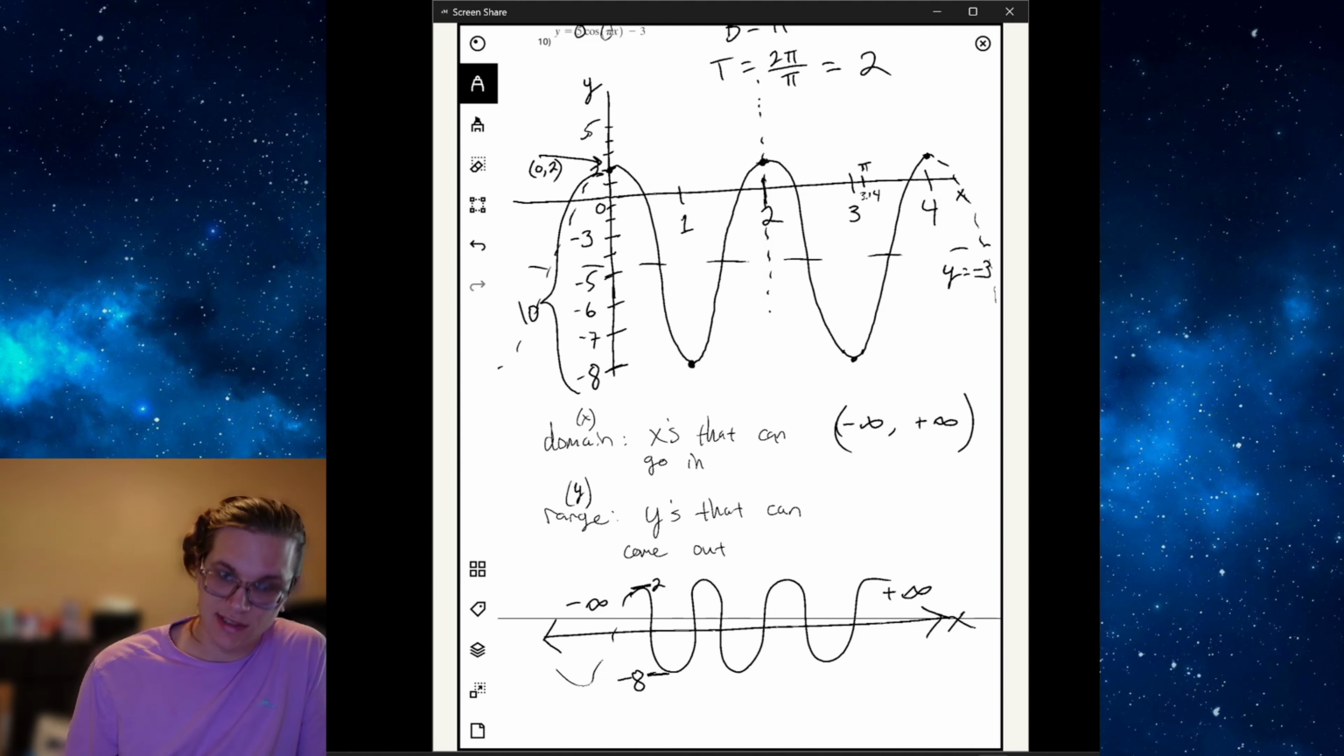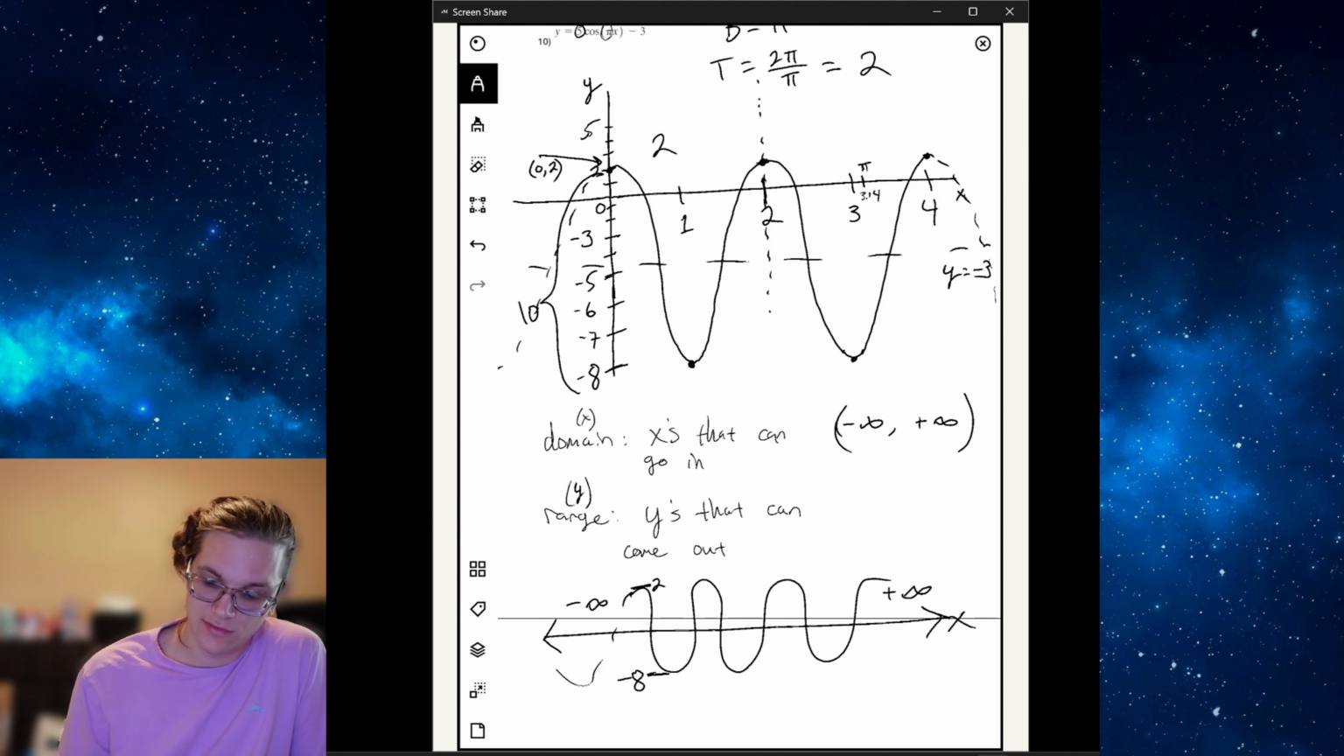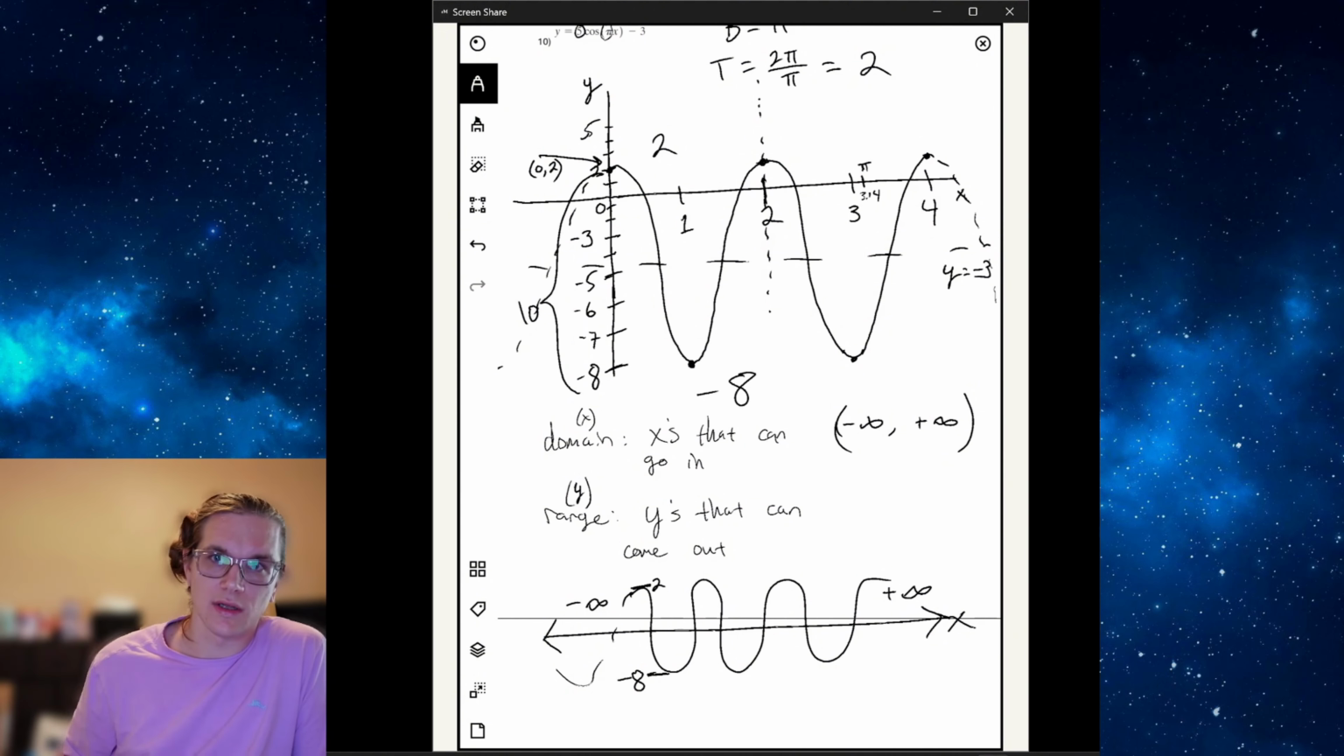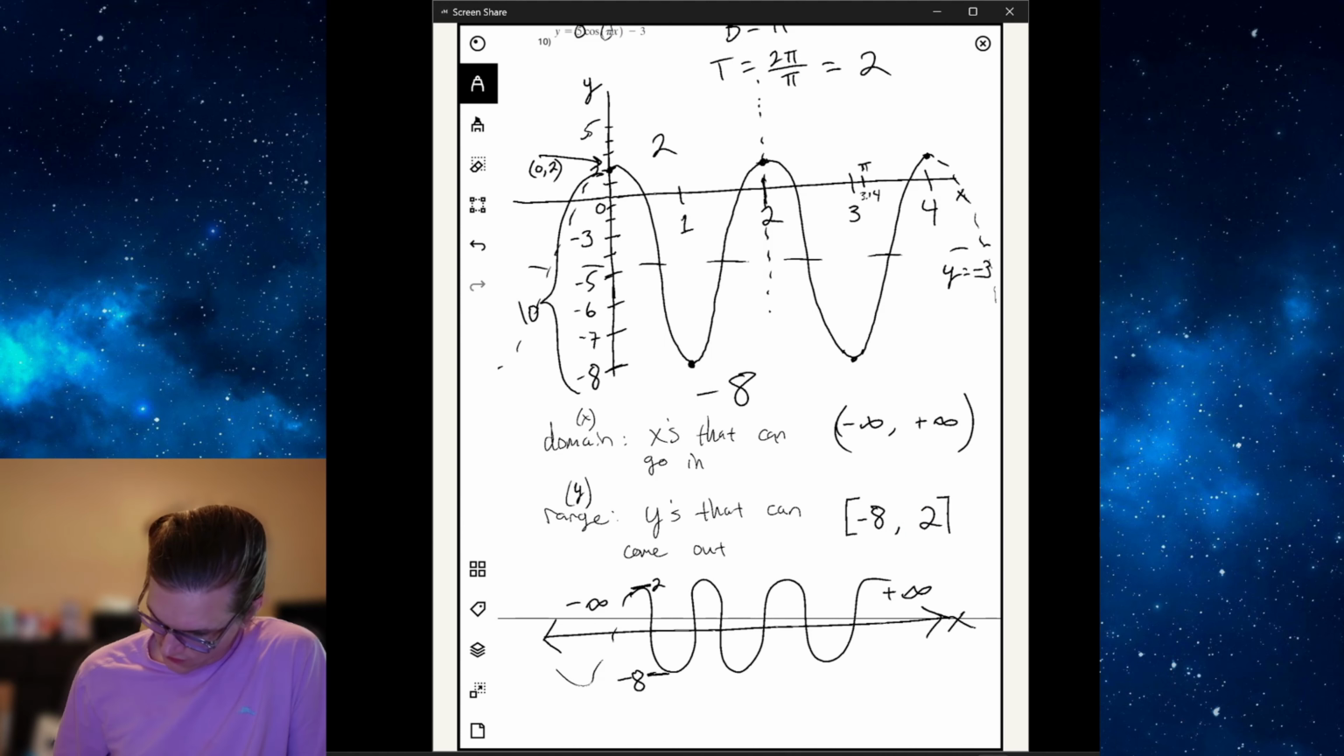And then the range is all y values that could possibly occur or come out of this function, which, as I've written a few times now, is from positive 2 to minus 8, and you write it from low to high. So including minus 8, which is the minimum, and including 2, the maximum. Make sure you remember brackets mean include, right? So that's your range, from negative 8 to 2. These are all the y values that can come out. These are all the x values that can go in.